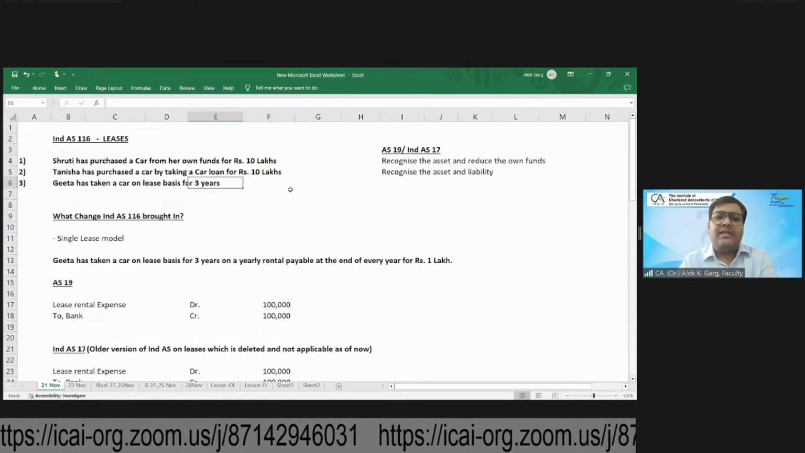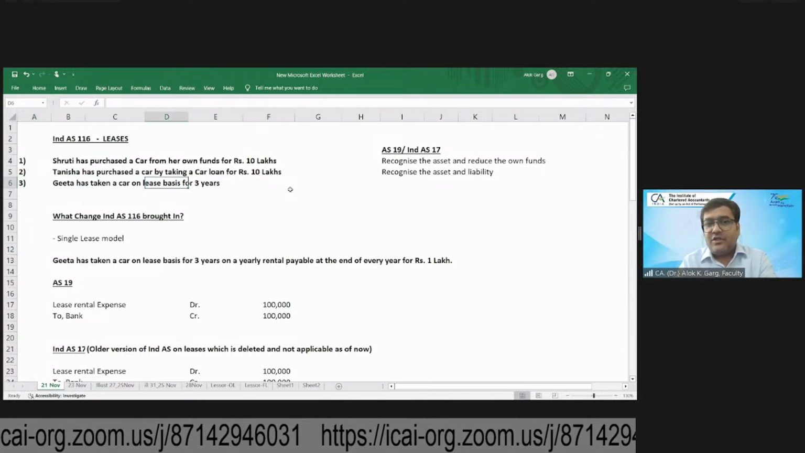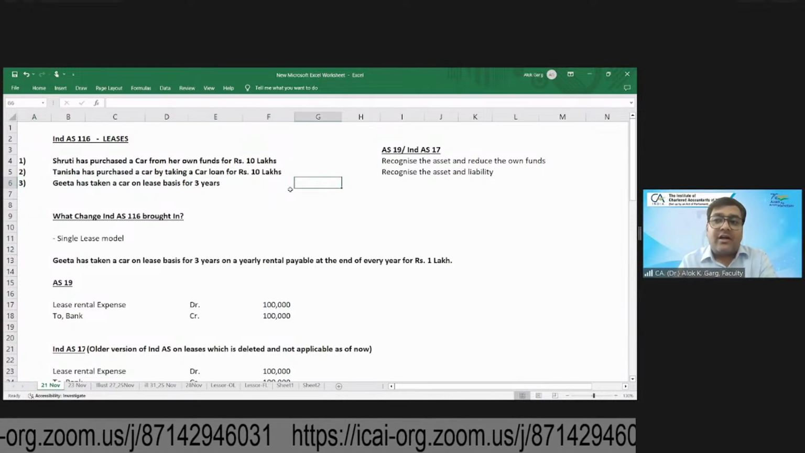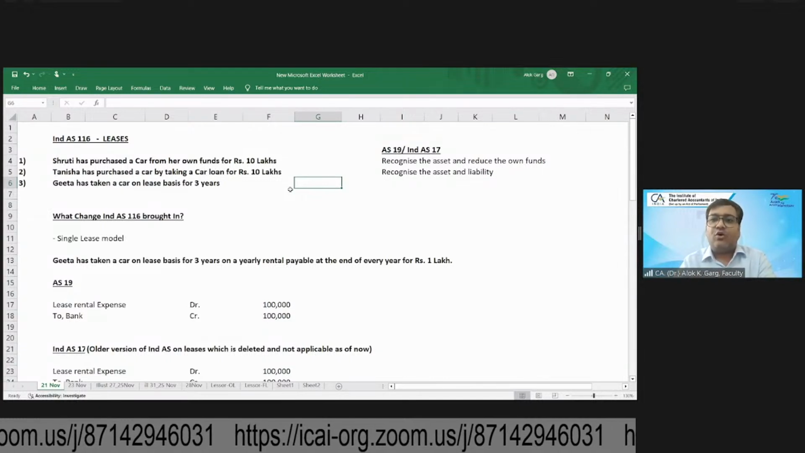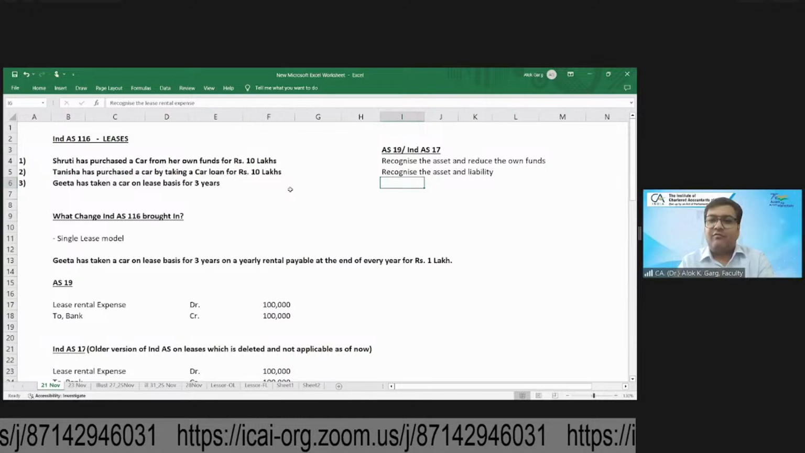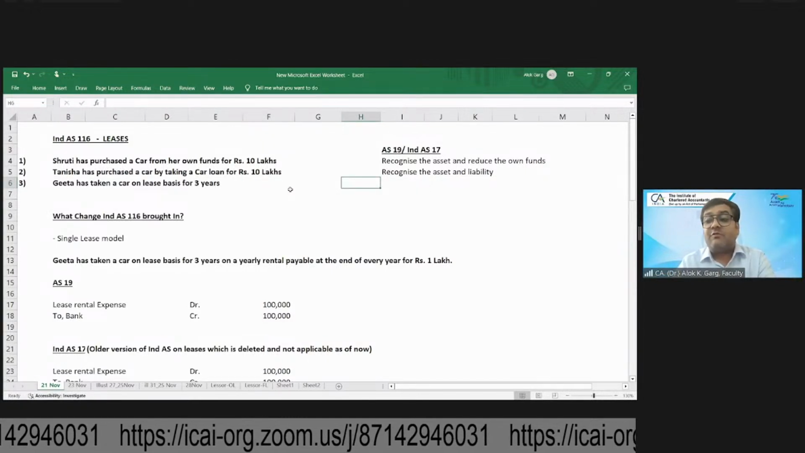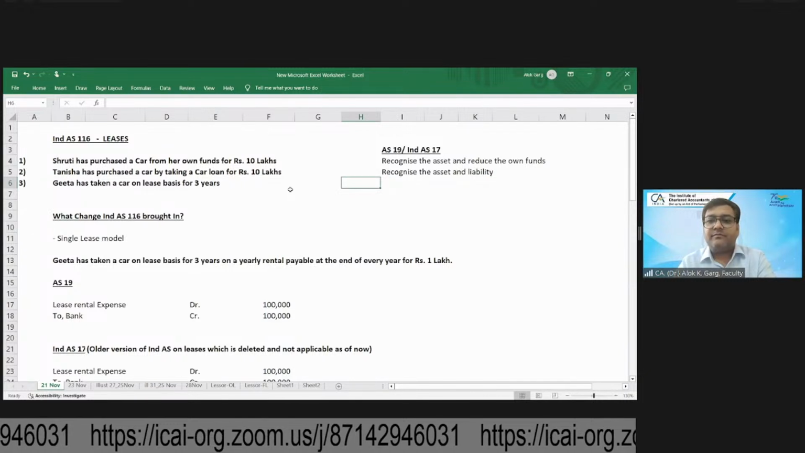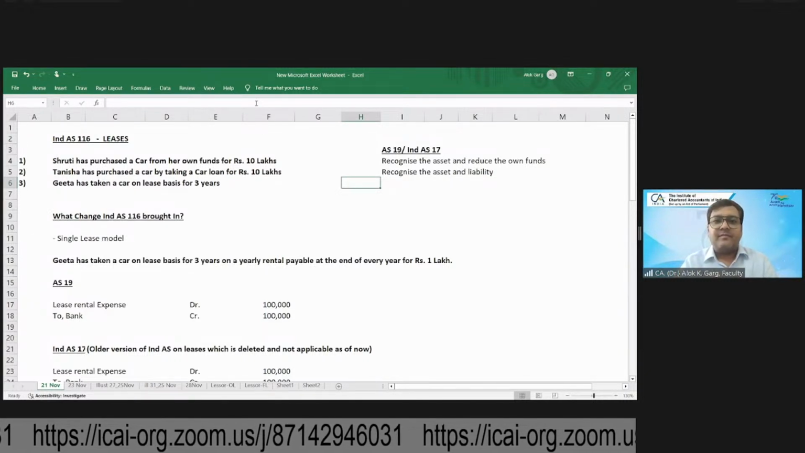Third example, Geeta has taken a car on lease basis for 3 years. As per Accounting Standard 19, our old accounting standard, or Ind AS 17, which has already been deleted, what is the accounting treatment? If somebody has taken a car on a lease basis, what is the accounting treatment? Can anyone tell me? What is the accounting treatment?